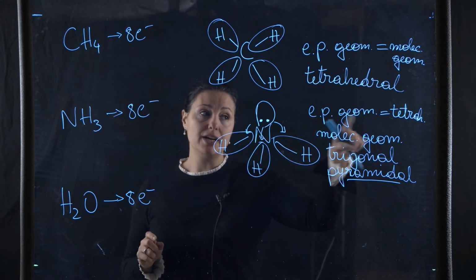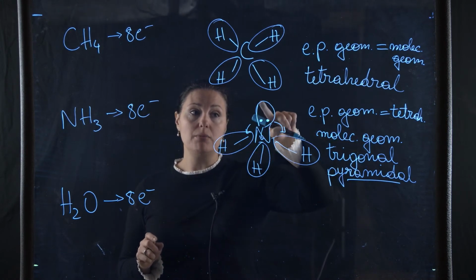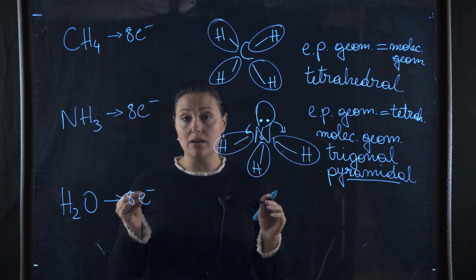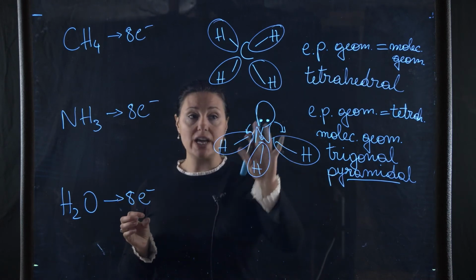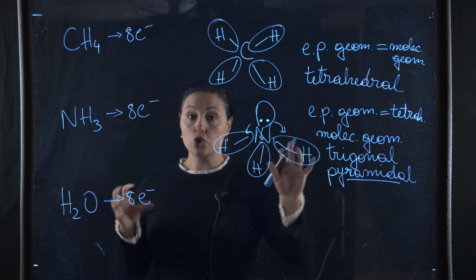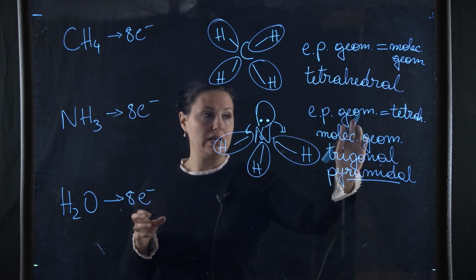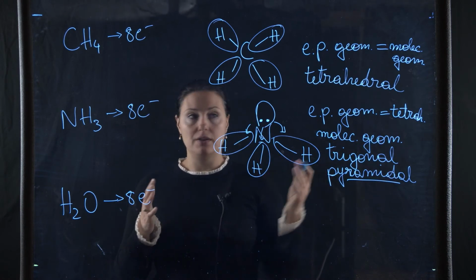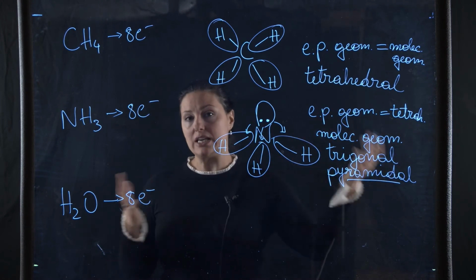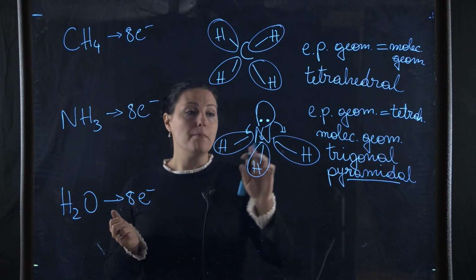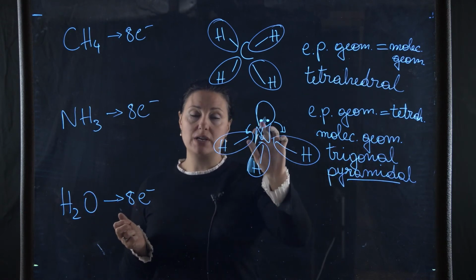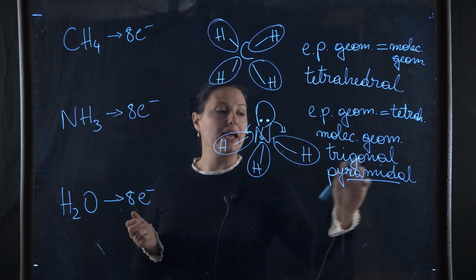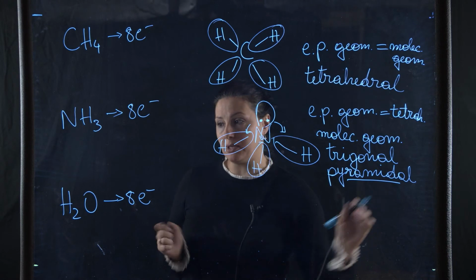Remember, the electron pair geometry is still tetrahedral because it doesn't care what I have around, it just cares about the number. The number didn't change. I still have 4 groups around the central atom, so the electron pair geometry is tetrahedral because that's what the 4 groups relate equal tetrahedral geometry. But the molecular geometry changes because now I've replaced one of the atoms with a lone pair, and it makes it into trigonal pyramidal.